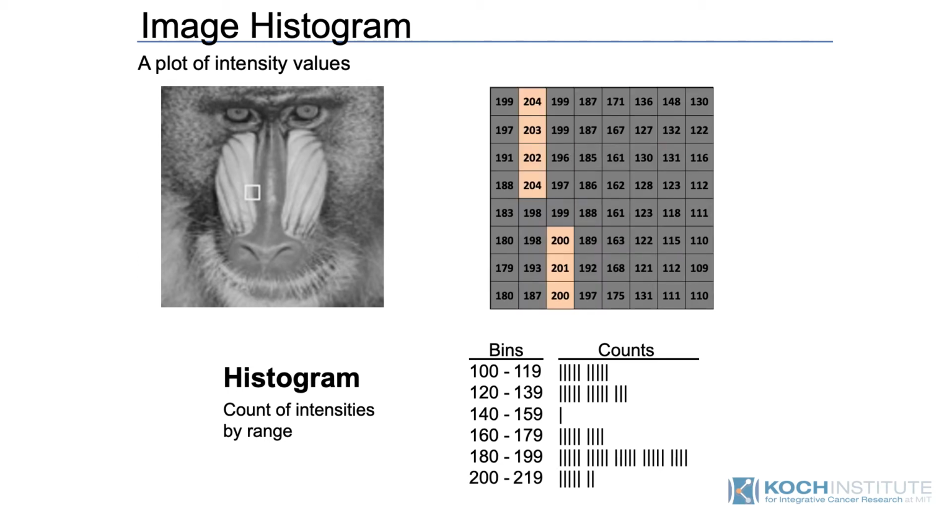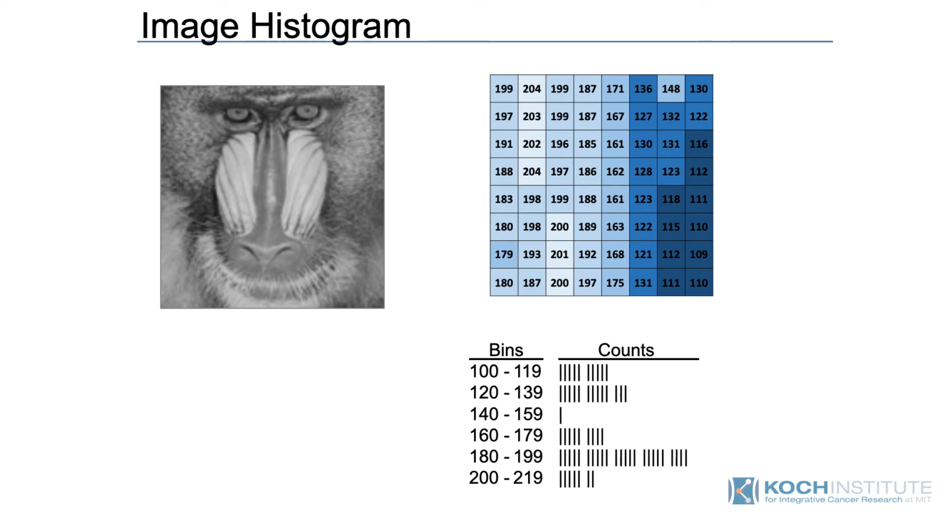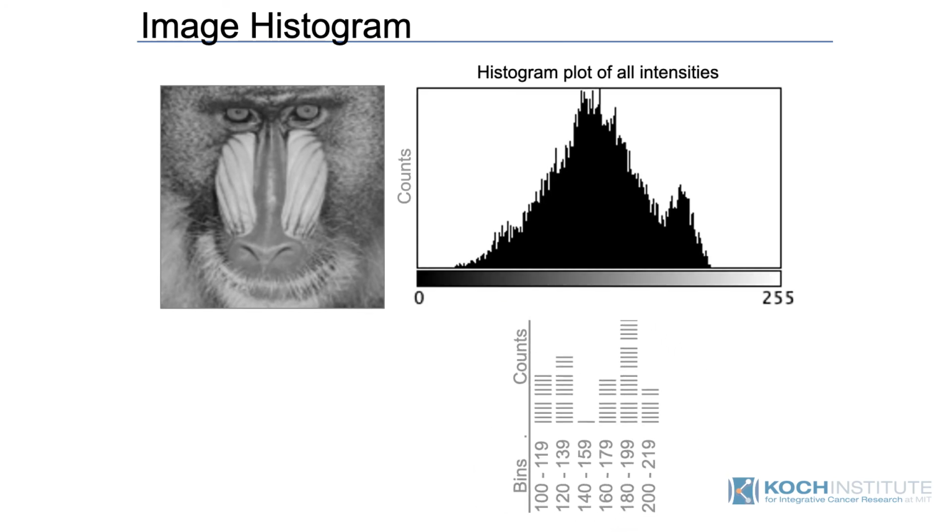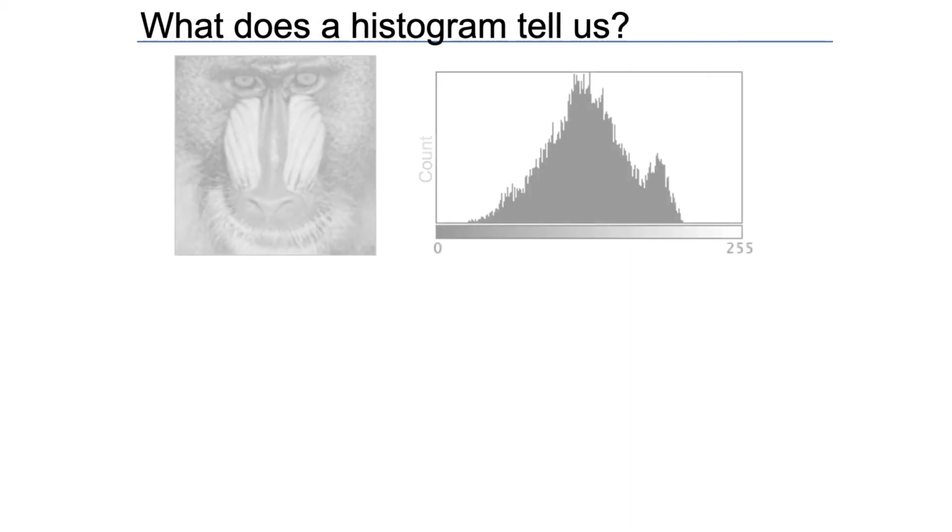Okay, so what does that give us? If you look at those counts, those tally marks, that looks kind of like a graph. Turn that graph sideways and plot it out for the entire image, going from low intensities on the left, or 0, all the way up to 255 for the highest intensity, and we're going to plot the counts as a graph. And this ends up being called a histogram plot of all the intensities. So it's counts over the entire range of intensities that are possible.